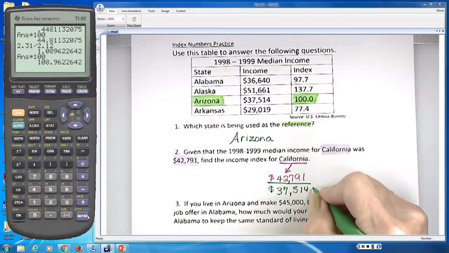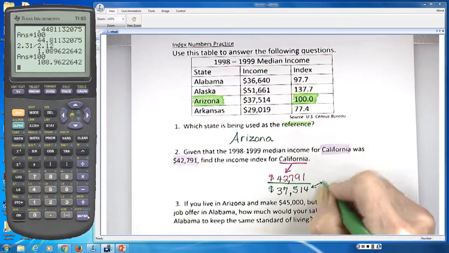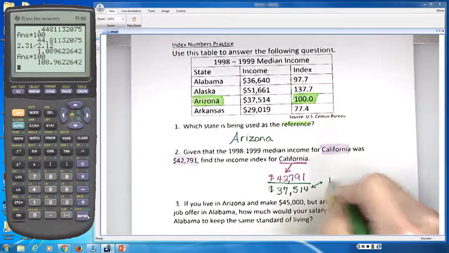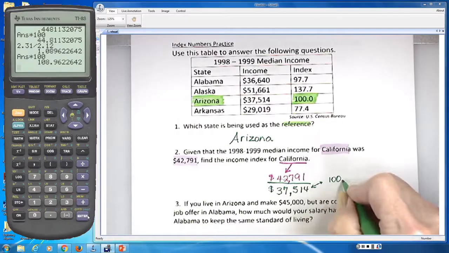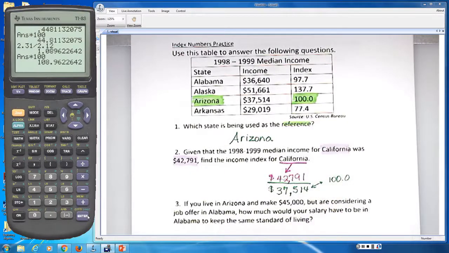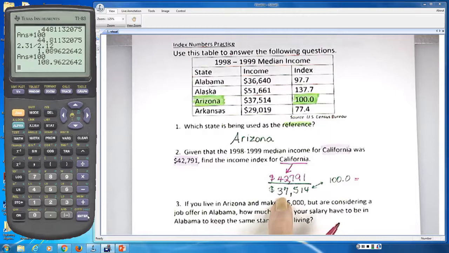And then remember, the index is tied to that bottom amount, and the index is always 100. Now, California is higher than Arizona, so what does that tell you about the index? It should be greater than 100.